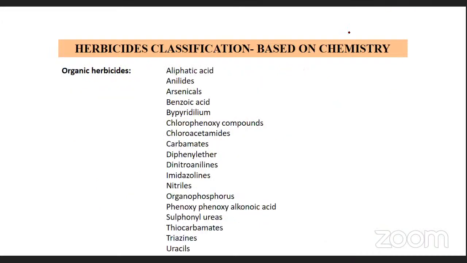Now the second type, based on the chemistry, is the organic herbicides. In organic herbicides we have so many groups, but at the BSc level we usually have to learn only 18 to 20, and here it's 18 groups. The first one is the aliphatic acid, and in this we have to learn how to categorize which herbicide belongs to which group. So I am telling you some tricks to remember, just focus on that. In aliphatic groups, the examples are TCA and Dalapon.